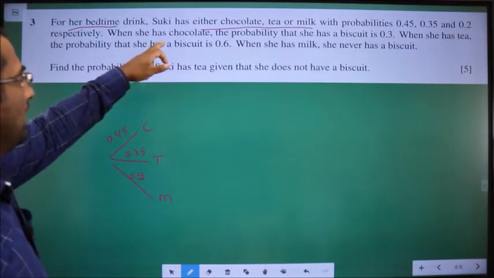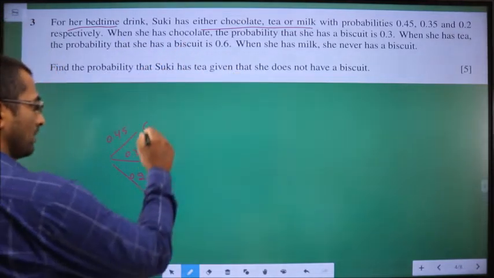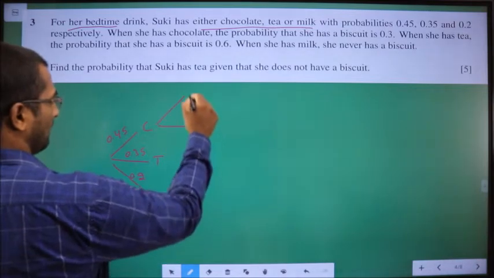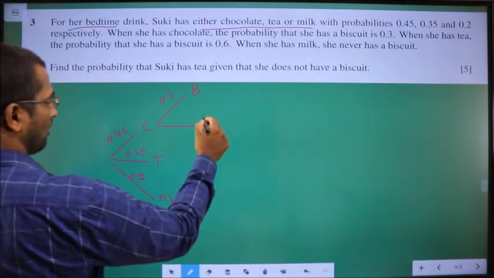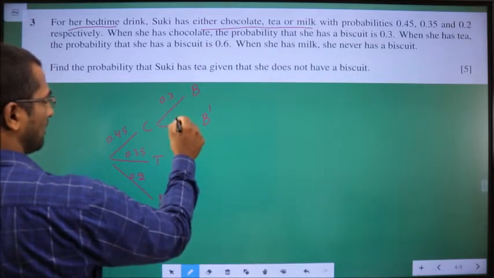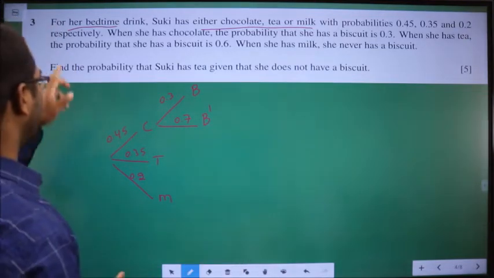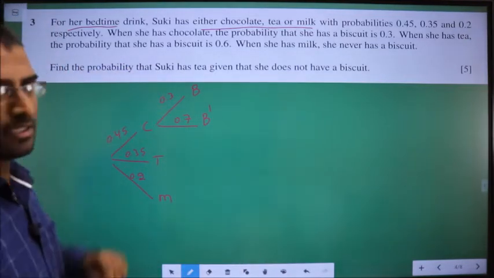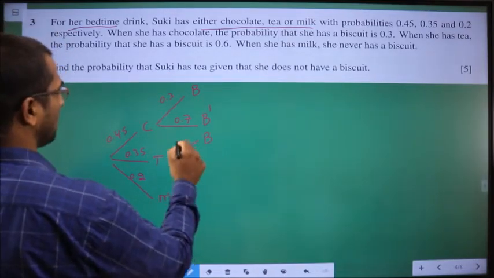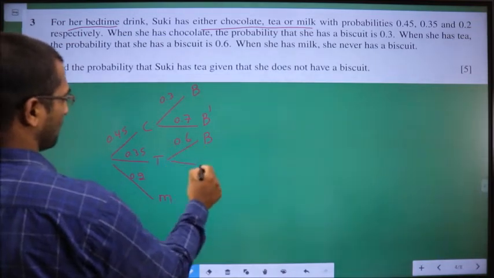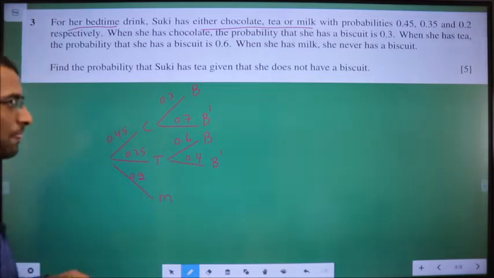Next, when she has chocolate, the probability that she has a biscuit is 0.3. So when chocolate, after chocolate taking a biscuit is 0.3. So not taking a biscuit will be 1 minus 0.3, that is 0.7. When she has tea, the probability that she has a biscuit is 0.6. So not taking biscuit will be 0.4, 1 minus 0.6.